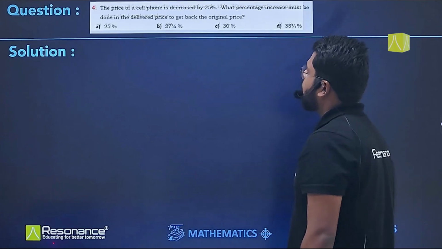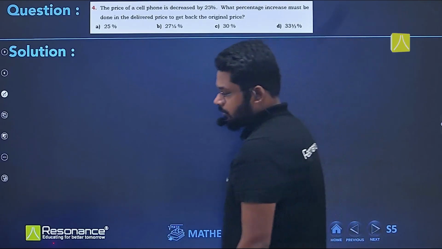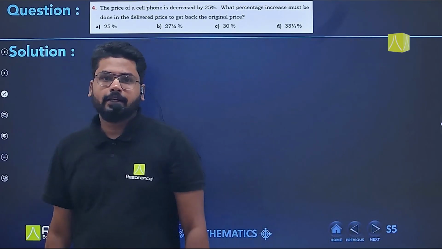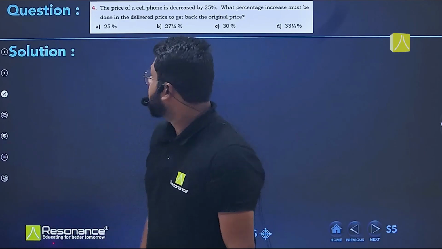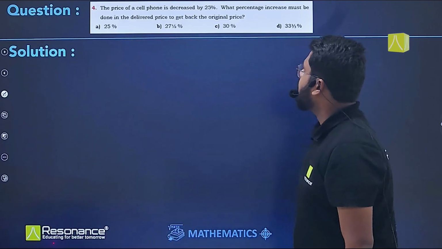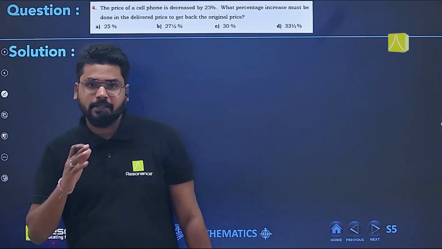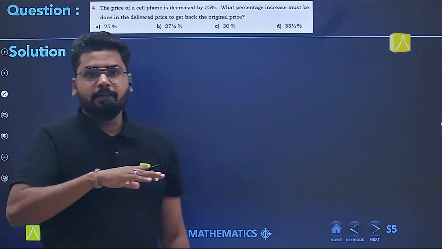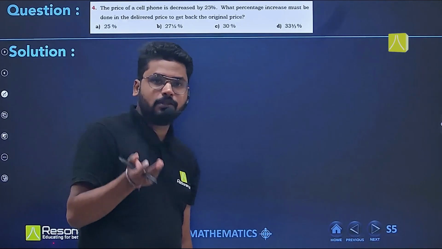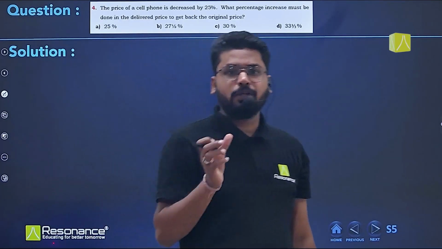Now, the fourth question is: the price of a cell phone is decreased by 25%. What percent increase must be done in the decreased price to get back the original price? First, its price is decreased by 25%. Then we have to see how much percent we have to increase to bring it back to its original price.